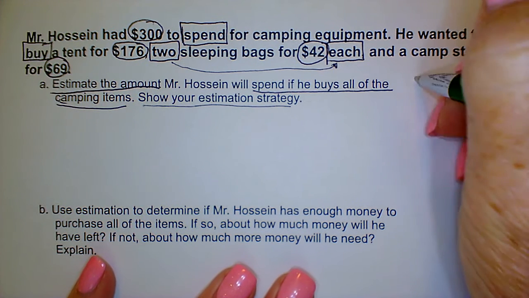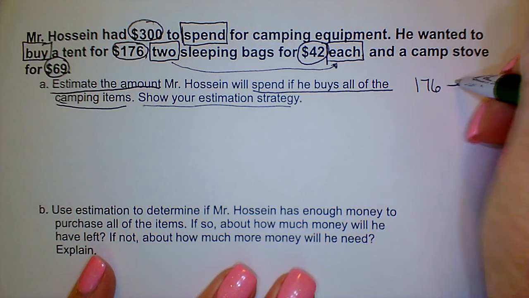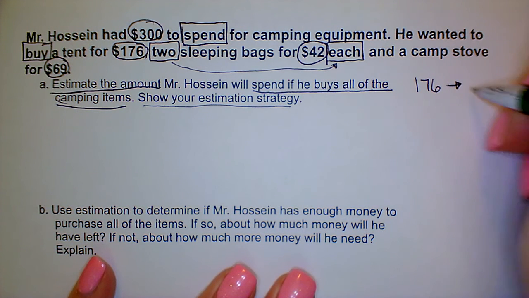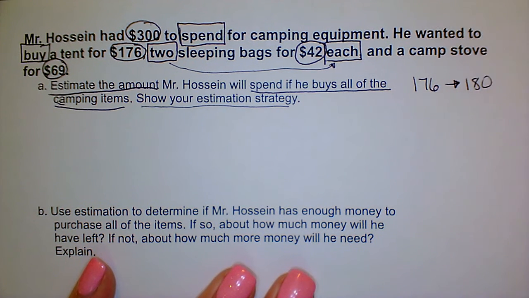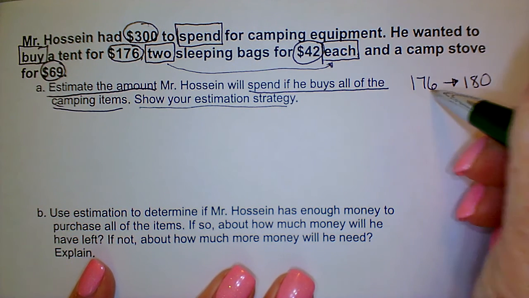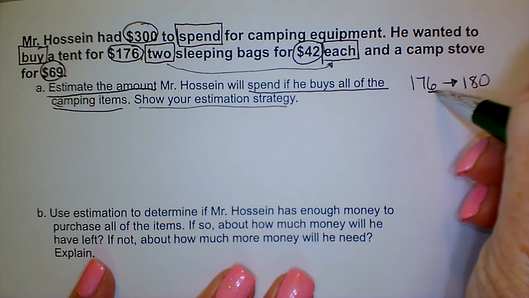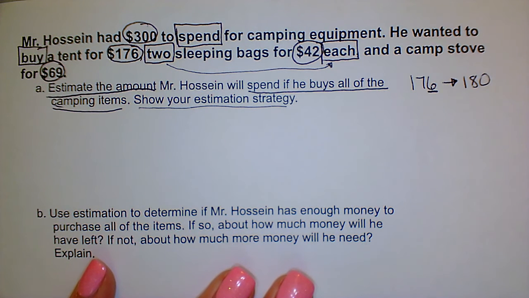180. $180. So 176 is going to round to $180. And we're doing that because of this digit. What happens when this digit is greater than 5? It goes to a 10. Right, it goes up to a tens digit.